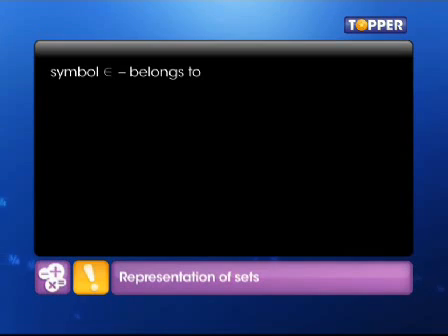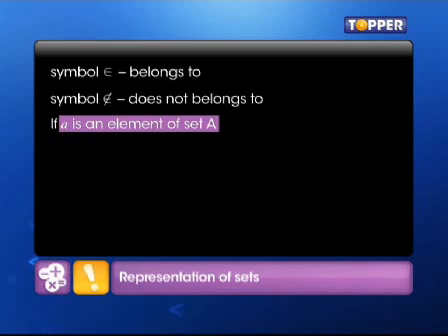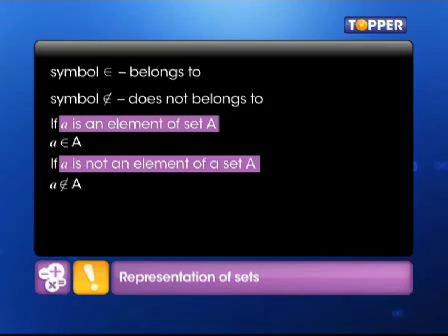We use the symbol ∈ to denote that a particular object is in the collection, and the symbol ∉ to denote that a particular object does not belong to the collection. So if a is an element of the set A, we write a belongs to A. And if it is not in the set A, we write a does not belong to A.